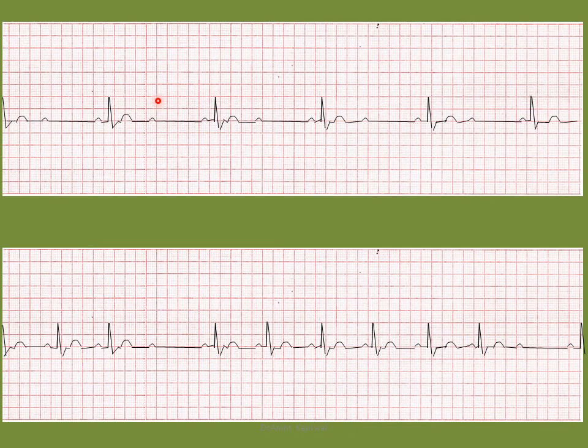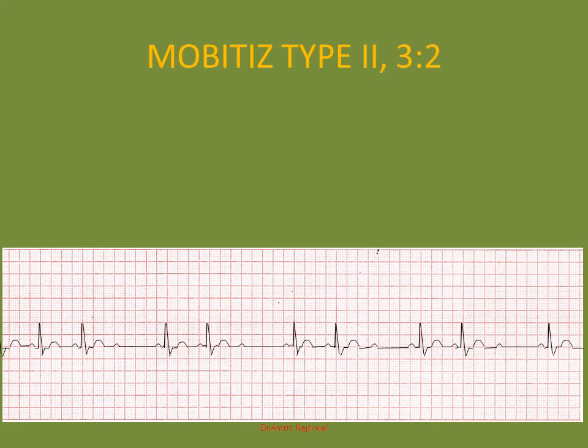Now the top ECG is same as the previous ECG, classical 2:1 block. This is an intermittent 2:1 block, AV block. So over here you can see two P waves, one QRS complex. Again two P waves, one QRS complex, but this part is normal. So this is intermittent 2:1 block. Mobitz type 3:2 block. So you're getting 3 P waves, 1, 2, 3 and 2 QRS complexes. So this is called 3:2 block.